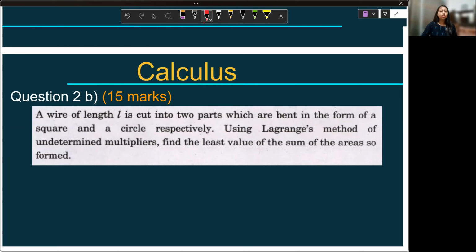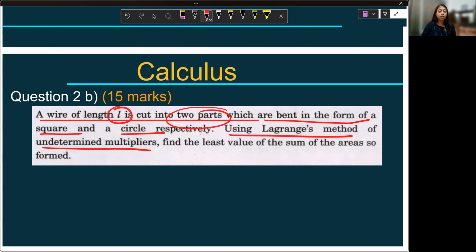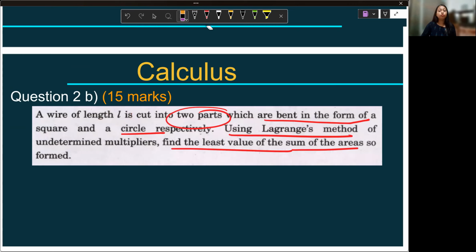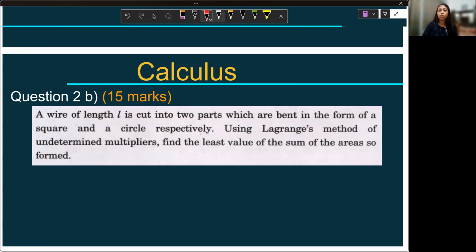Let's start. What does the question say? A wire of length L is cut into 2 parts, which are bent in the form of a square and a circle. So the total length is L. It is cut into 2 parts. It doesn't say 2 equal parts, so let me take them as, let's say, x and y. Using Lagrange's method of undetermined multiplier, find the least value of the sum of areas so formed. Okay.